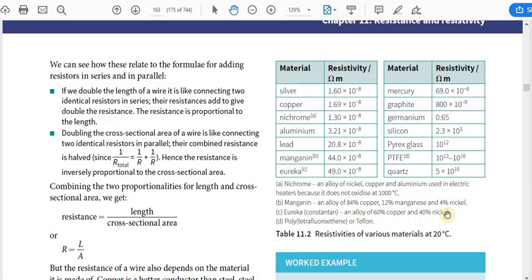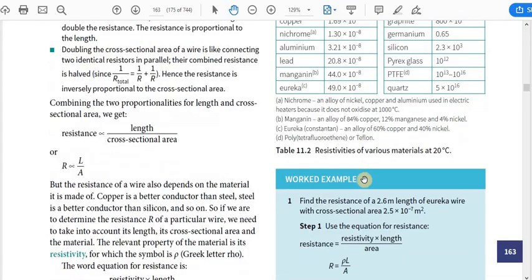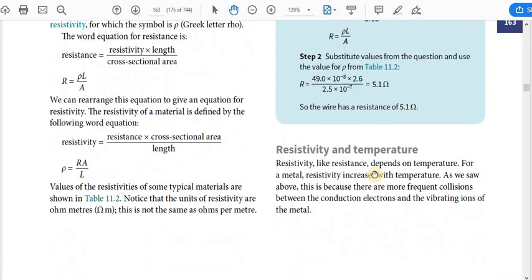Now here you have another alloy. Sorry, this is nickel, right? Not nichrome. Don't confuse the two. Then polytetrafluoroethene, or Teflon. For chemistry, you would all have learned this. So here are the values. We went through this part.